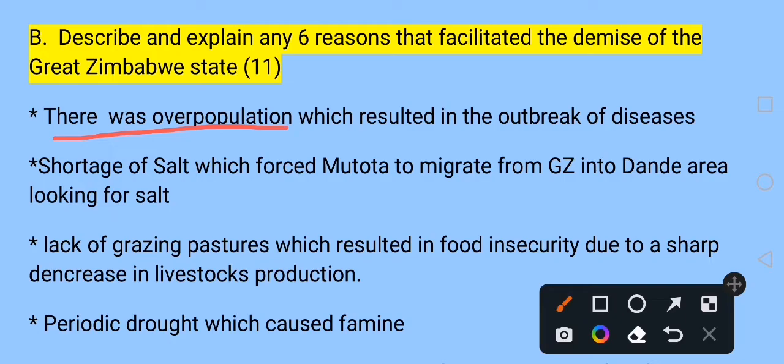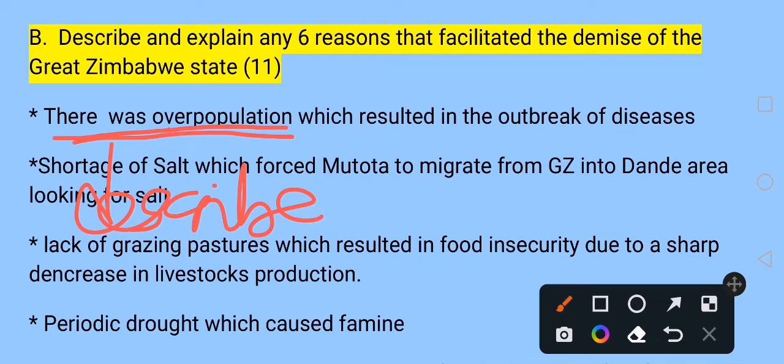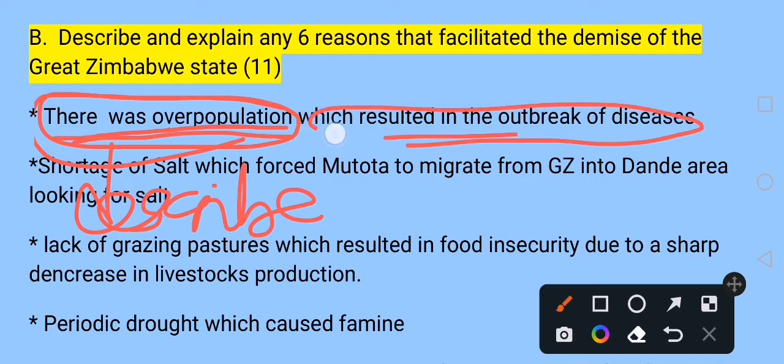So panapa ukati there was overpopulation, that's a description here. Now we are waiting for what? For the explanation. Wagutipa the effect of overpopulation, or show us how this overpopulation caused the demise or the decline of Great Zimbabwe state. Okay, so you're going to say there was overpopulation which resulted in the outbreak of diseases. So overpopulation pa Great Zimbabwe yakakonzeresa the demise in the sense that it caused outbreak of diseases.